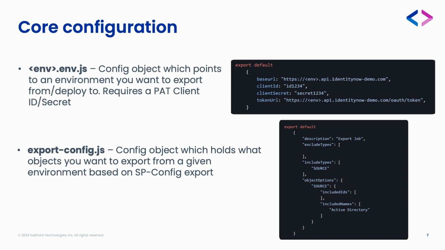That personal access token will have to have the necessary scopes assigned to it. So that can be the global admin scope, or I think there are some other ones that are tied down to just using SPConfig. So you have things in here like your base URL, your token URL, and then obviously your personal access token, client ID, and secret to actually interact with that particular tenant via APIs.